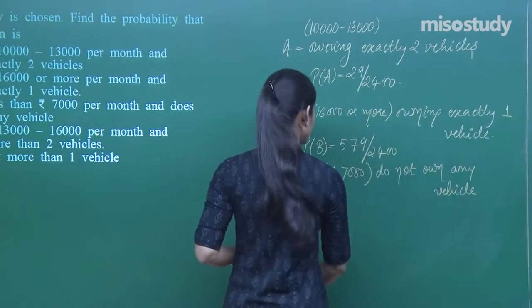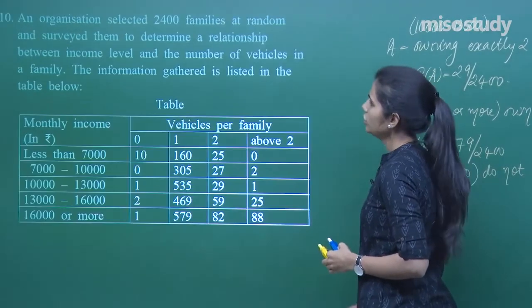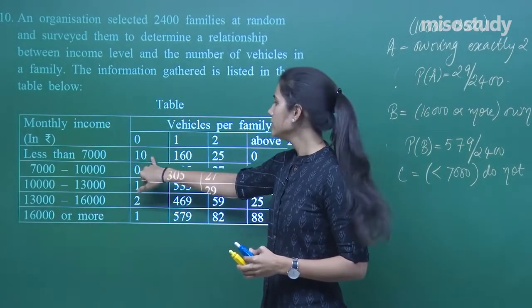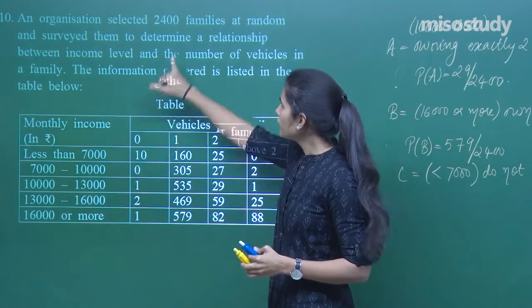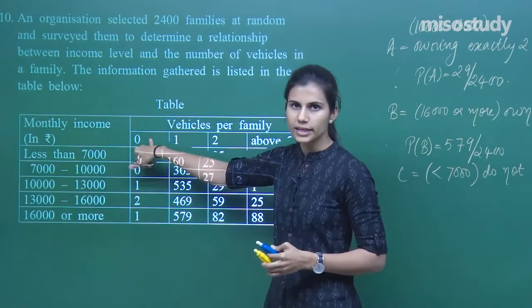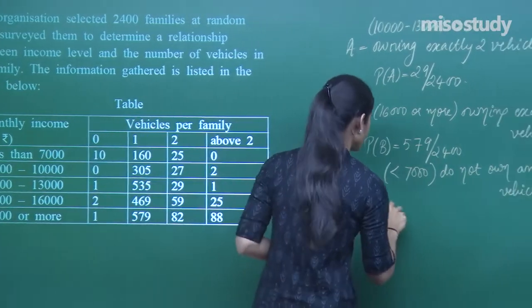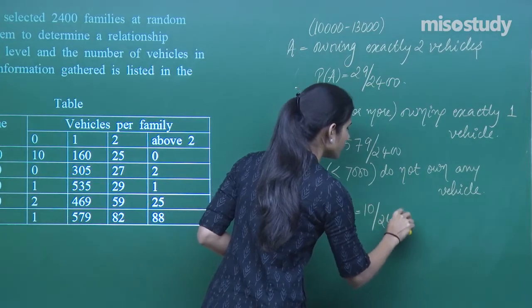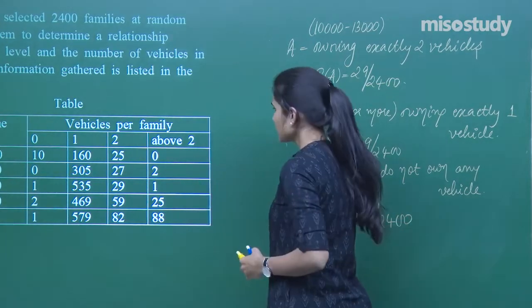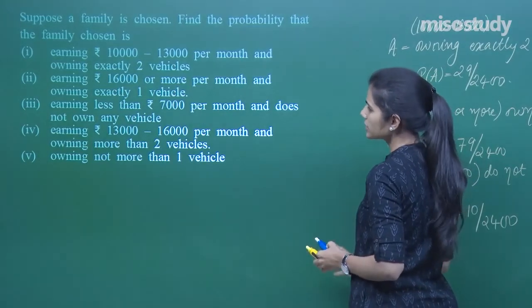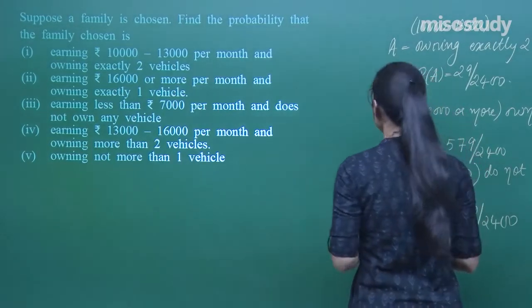Okay, earning less than 7,000. So, earning less than 7,000, not owning any vehicle, 10 such families. Out of 2400 families, 10 families are there which are earning less than 7,000 and not owning any vehicle. So, here the probability would be 10 by 2400. Next we have earning in this range of 13,000 to 16,000 and owning more than 2 vehicles.